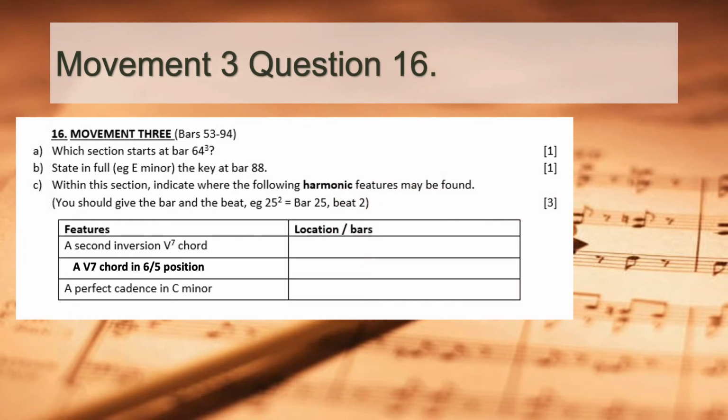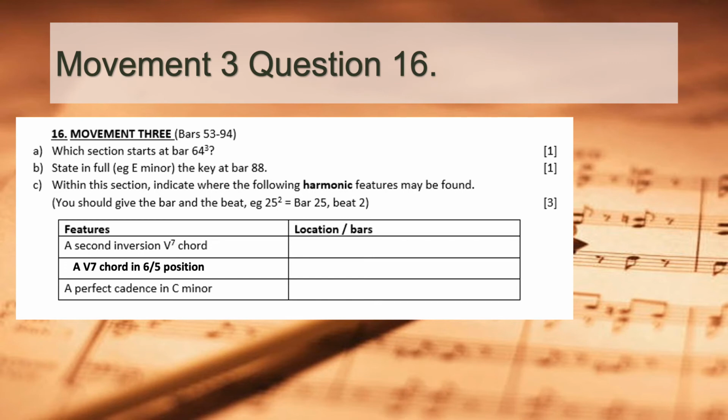Okay, so final one, a perfect cadence in C minor. Well, this is lovely because it's telling us what key. It's not just saying a perfect cadence, although, I mean, presumably we'll be inundated with them, but it's telling us that it wants it in C minor. So if you think you can go and work that out yourself, go and have a try. If you want some tips, just stay listening for a bit.